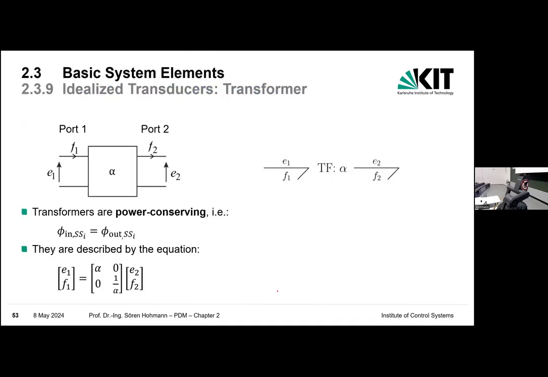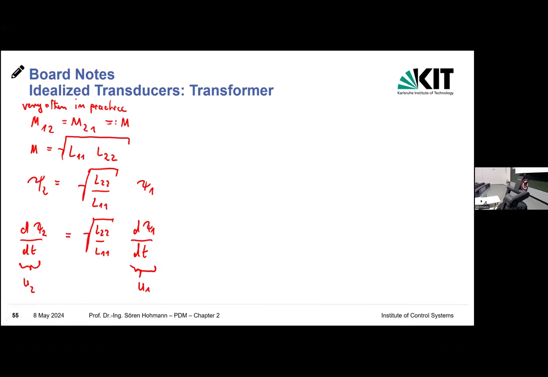So let's have a look again. E1 is alpha times E2. E corresponds to the effort variable, so in our case the voltage, and we can write it down with alpha being the square root of L11 divided by L22. And that's it. So here it applies. That's what you know. This is the working principle of the transformer, isn't it? So the voltages are transformed that way.